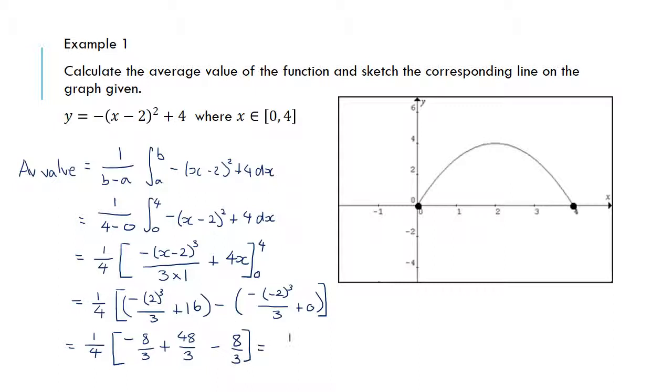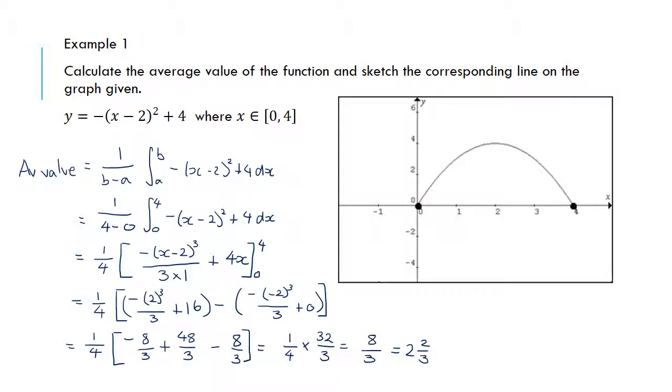So I will have 1 over 4 times negative 8 plus 48 minus 8 is going to give us 32. And simplifying this, we will get 8 over 3, or 2 2/3. So the average value of our function there is 2 2/3.